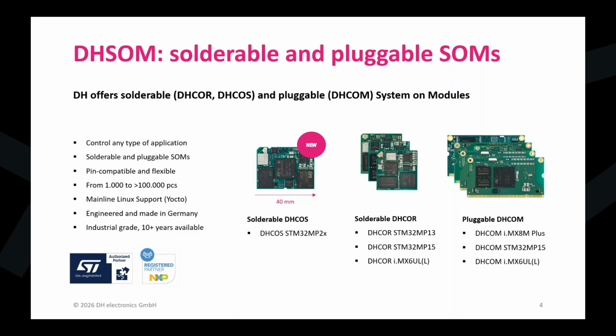Multimedia support includes a 3D GPU as well as interfaces for display, video, and camera applications. Mainline Linux support, including the GPU, ensures long-term maintainability and a future-proof software stack. With its compact size of only 30 by 40 millimeters and guaranteed long-term availability, the STM32MP2X module is well suited for industrial building automation and security-focused embedded applications.